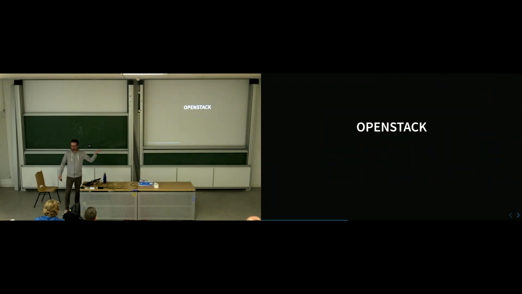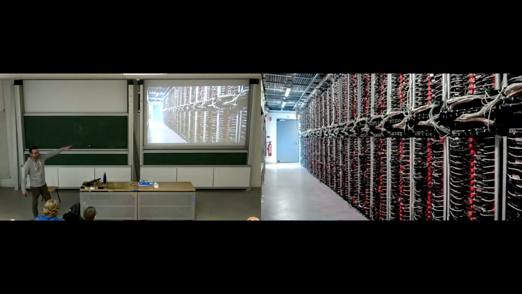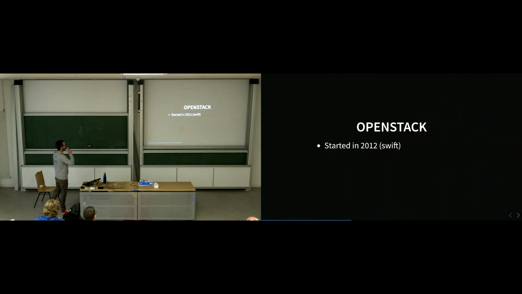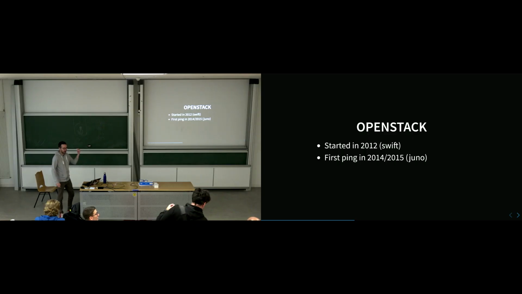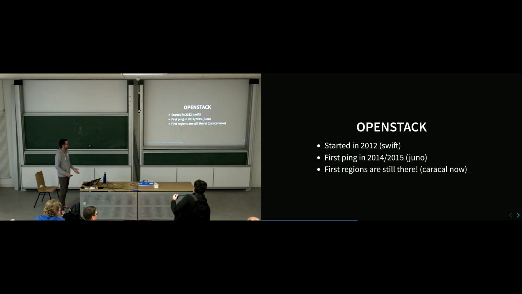And we do OpenStack. We started installing OpenStack on these servers in 2012. We started with Swift. We deployed only Swift at the beginning to build an object storage. And then we did some Nova Neutron stuff between 2014 and 2015. It depends which version of OpenStack we want to talk about, but the real production one started with Juno. And the fun fact is that it's still there. We upgraded the regions from Juno up to Caracal now.